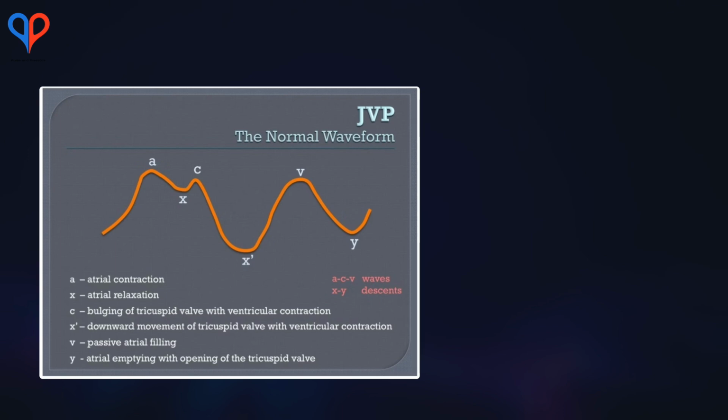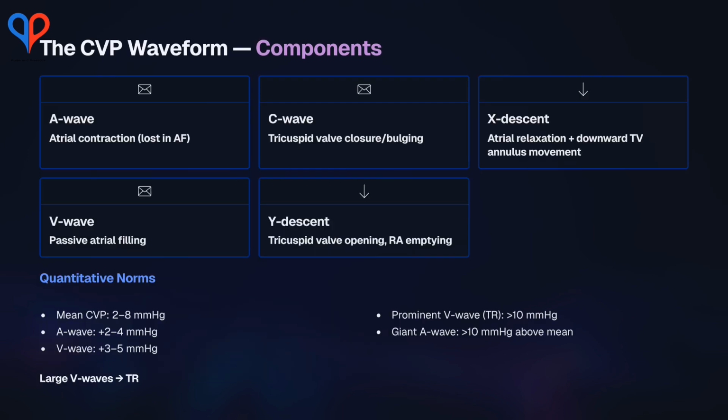The A wave represents atrial contraction. It disappears in AF. The C wave reflects tricuspid valve closure and slight bulging into the atrium. The X descent is due to tricuspid annular downward movement and atrial relaxation. The V wave represents passive atrial filling, normally modest in size. The Y descent indicates rapid atrial emptying during early diastole.